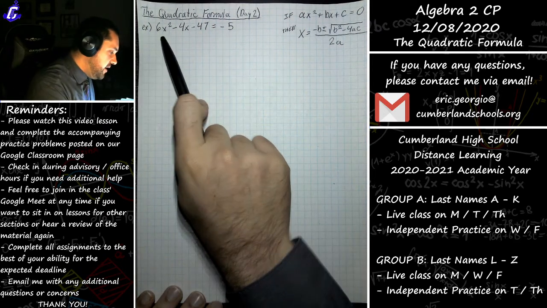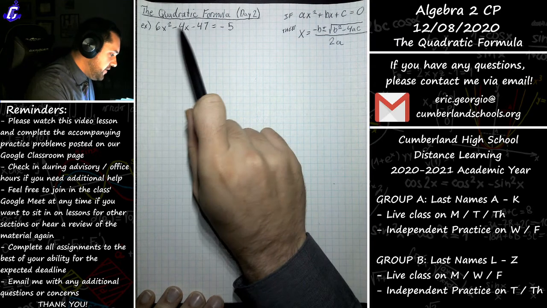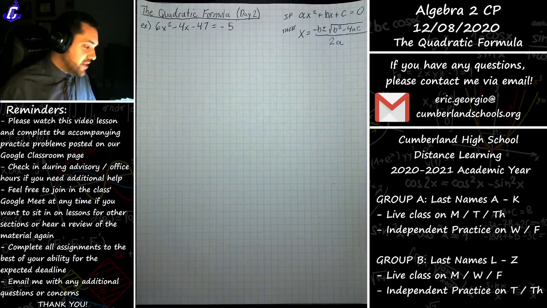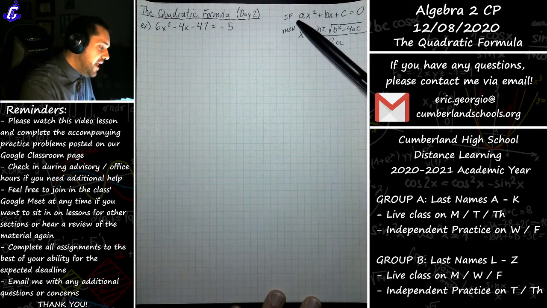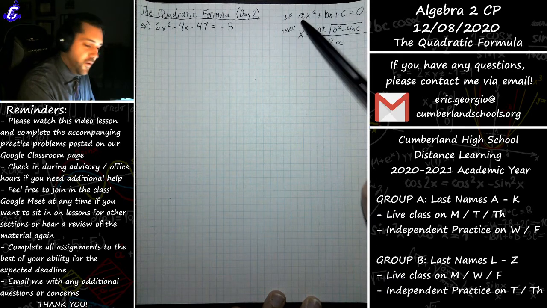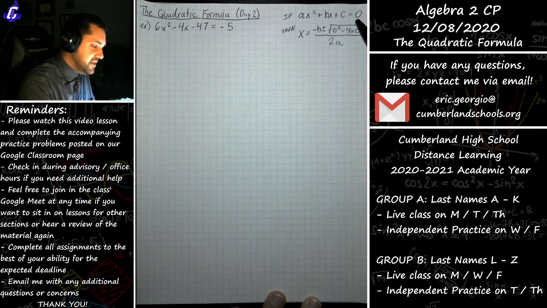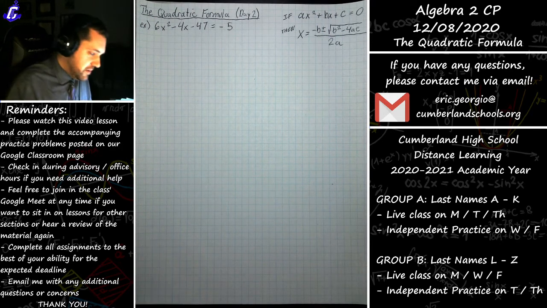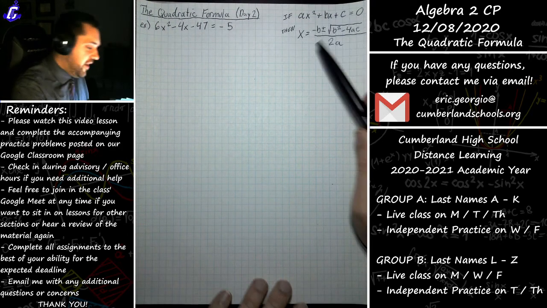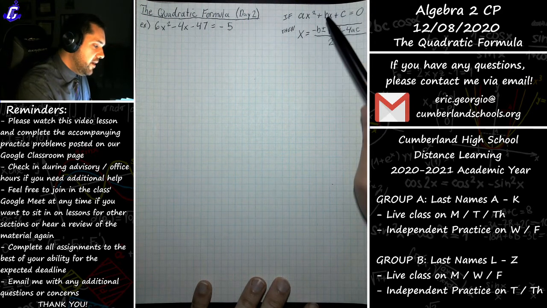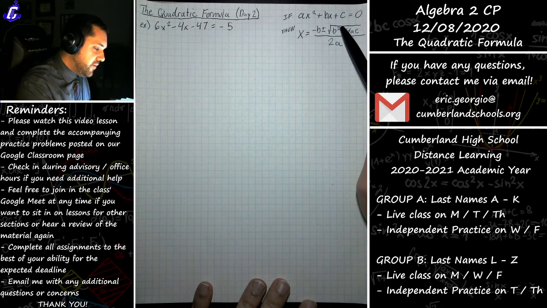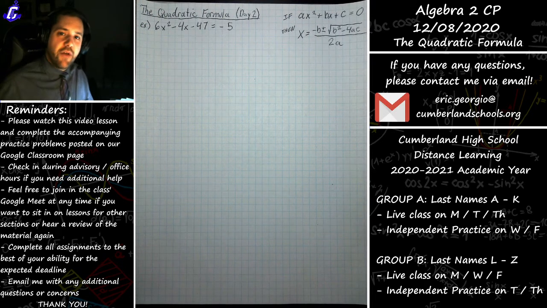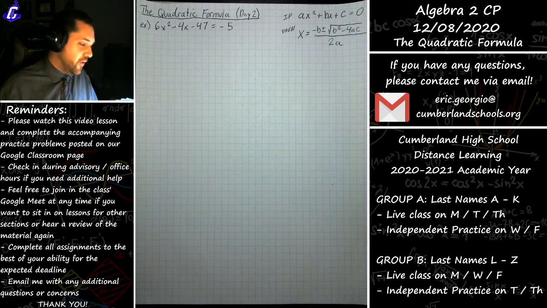The first of which is right here. 6x squared minus 4x minus 47 is equal to negative 5. Remember, the quadratic formula states that if we have the standard form ax squared plus bx plus c equals 0, so if we're set equal to 0, we have our quadratic equation in standard form, then we can say that x equals negative b plus or minus the square root of b squared minus 4ac all over 2a.